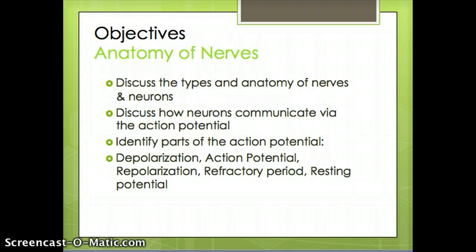Our objectives today are to discuss the types and anatomy of nerves and neurons. We'll talk about how neurons communicate via the action potential. We'll look at parts of the action potential, including depolarization, action potential, repolarization, refractory period, and resting potential.